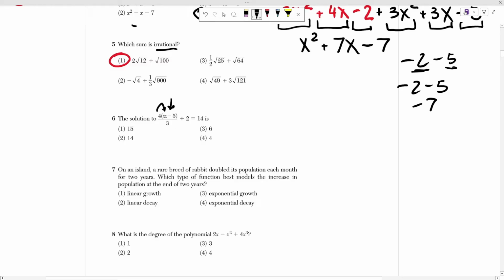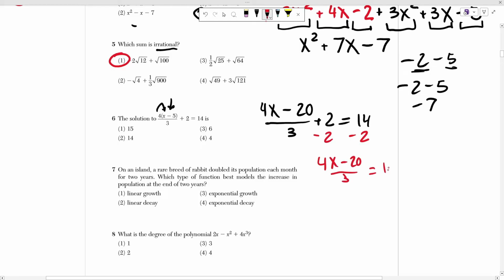Well, I multiply by whatever's outside of it. That's the rule. Multiply by whatever's outside. 4 times x is actually equal to 4x, and -5 times 4 is actually equal to -20. So I've now done my parentheses. I have (4x minus 20) divided by 3, plus 2, is equal to 14, and now I could play around with this, okay? Now, I'm going to subtract 2 on both sides, and I'm left with (4x minus 20) divided by 3 is equal to 12.